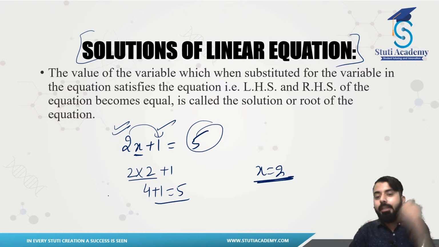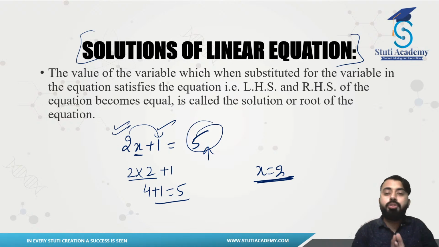Now you can assume any other value you want, but you won't be getting 5. You can try that on your own. You can assume any value apart from this one, and you won't be getting a 5 right here. So remember, a solution is that value of the variable which satisfies both your LHS and RHS such that they become equal. That is the point to be noted here. So that is the concept of a solution. I hope you don't have any doubt in this, right? Now let's move forward and see what we have next.